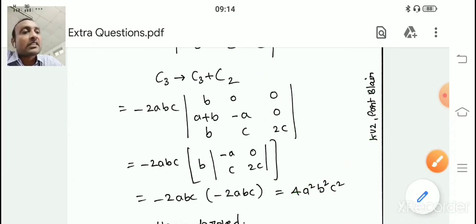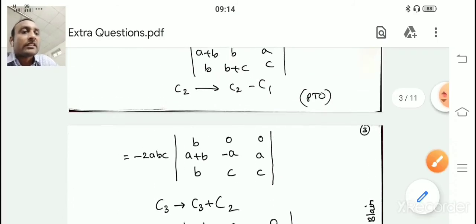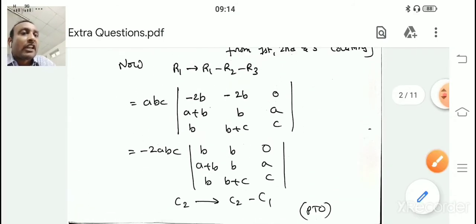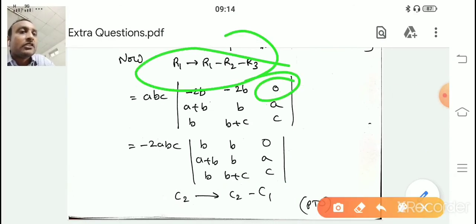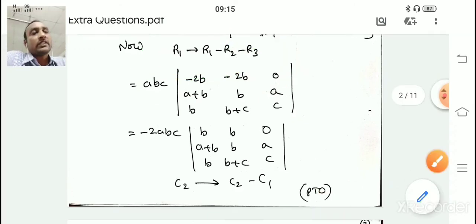Whenever I am doing one operation, I am trying to get 0 or a common factor. So either get 0 or get a common factor, then only is the operation reasonable. If you neither get 0 nor get a common factor and simply apply an operation, that is not a proper row operation or column operation. You will not score any marks for improper operations. If you get 0 or a common factor or both, then you get scores. Okay, this way you can prove the second question.